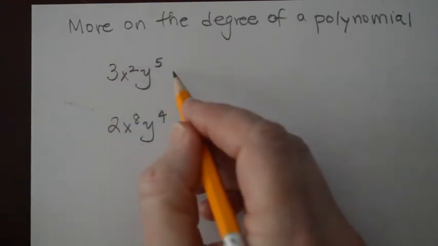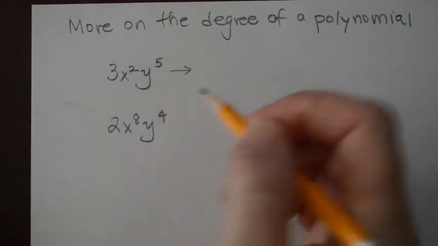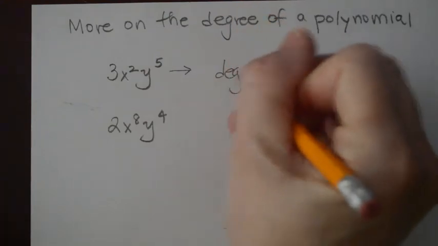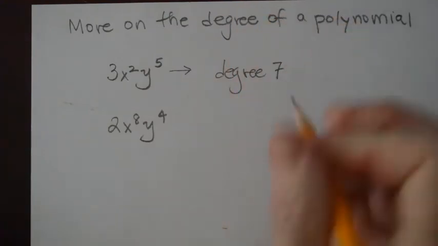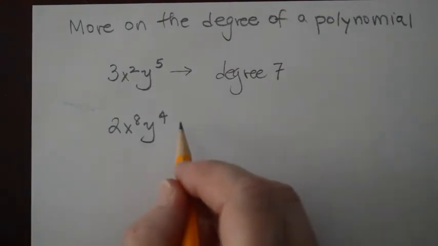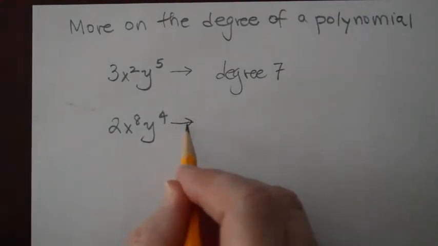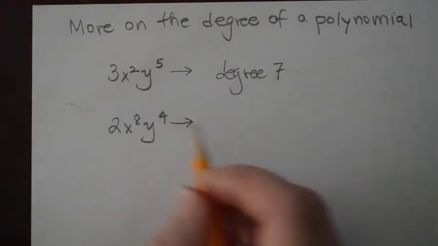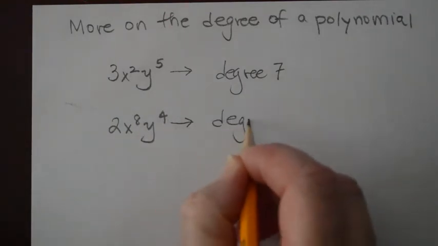We'll talk about polynomials in just a second. So this one would have a degree of 7, because 2 plus 5 is 7. And then in this monomial, this single term, we would add the 8 and the 4, and we would get a degree of 12.